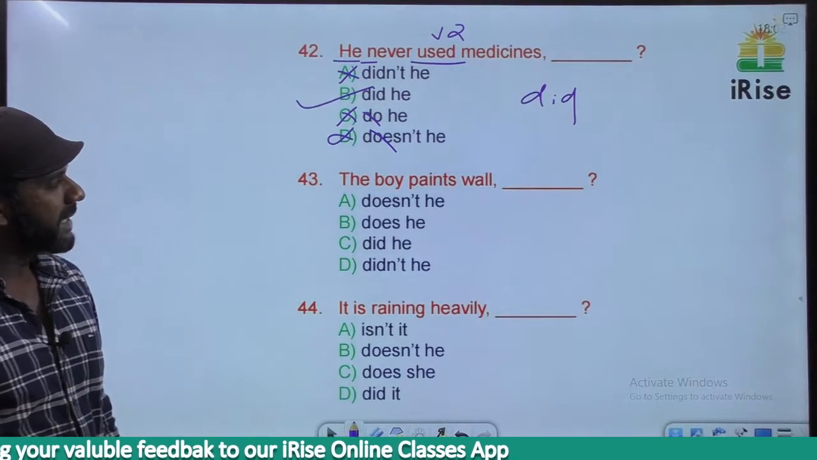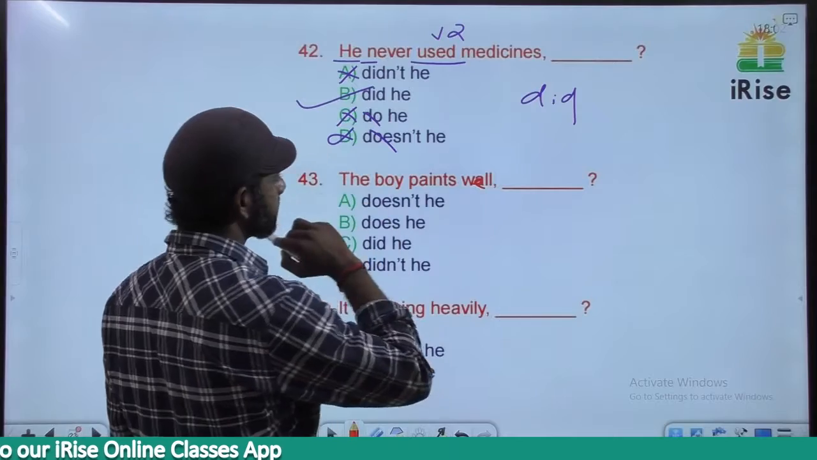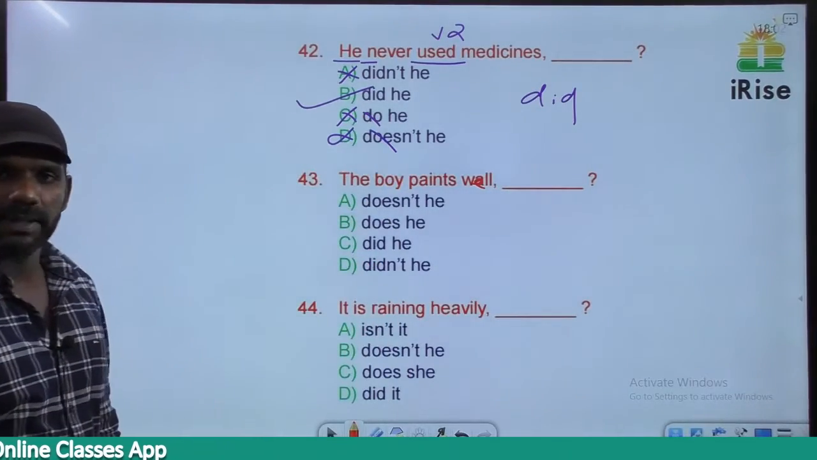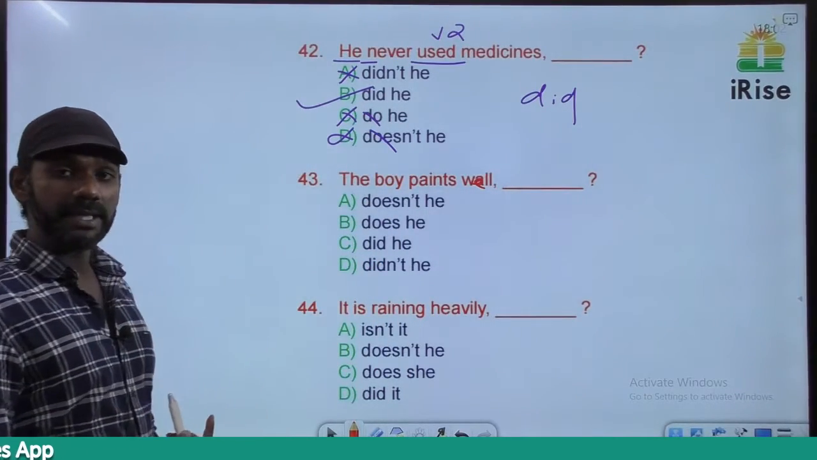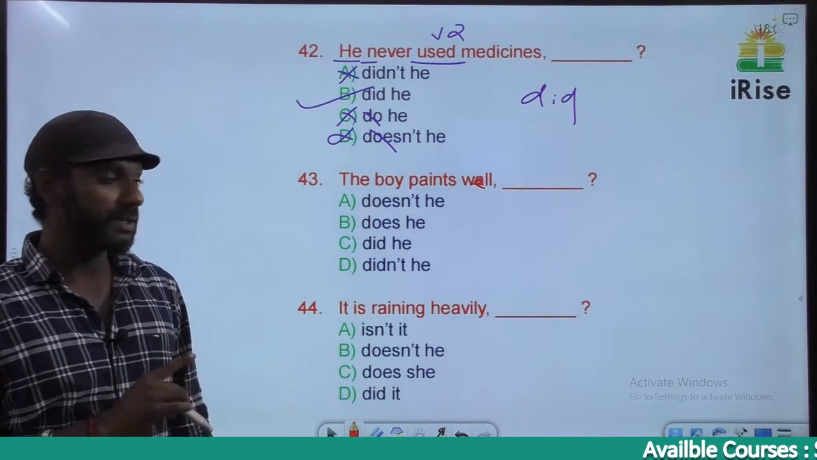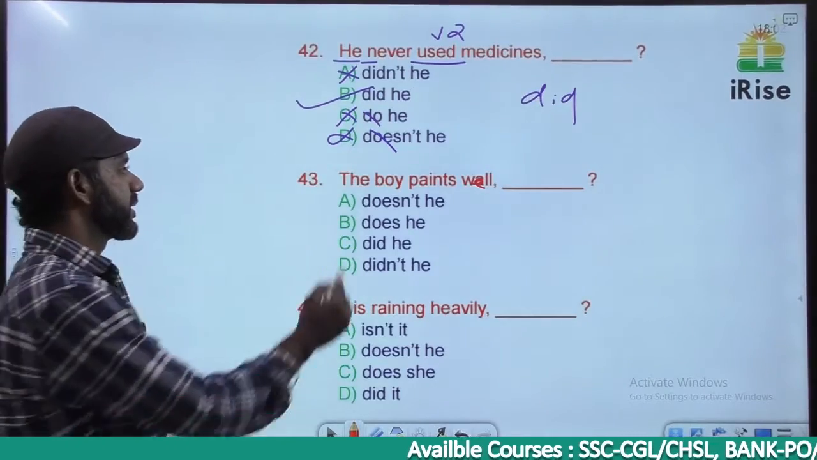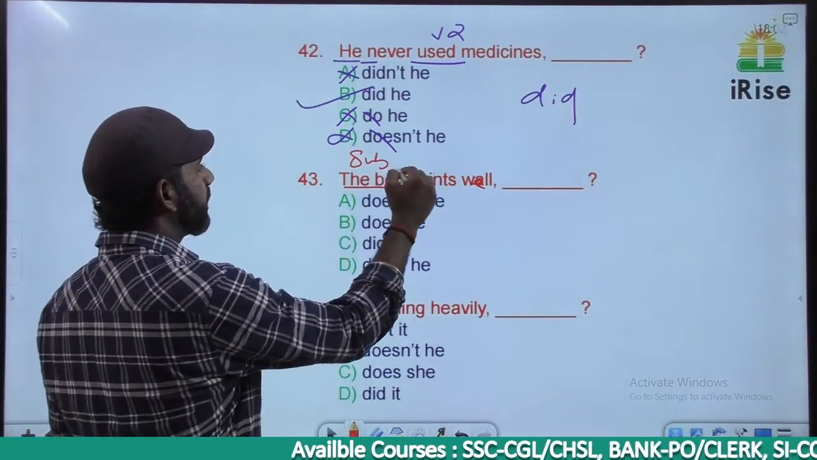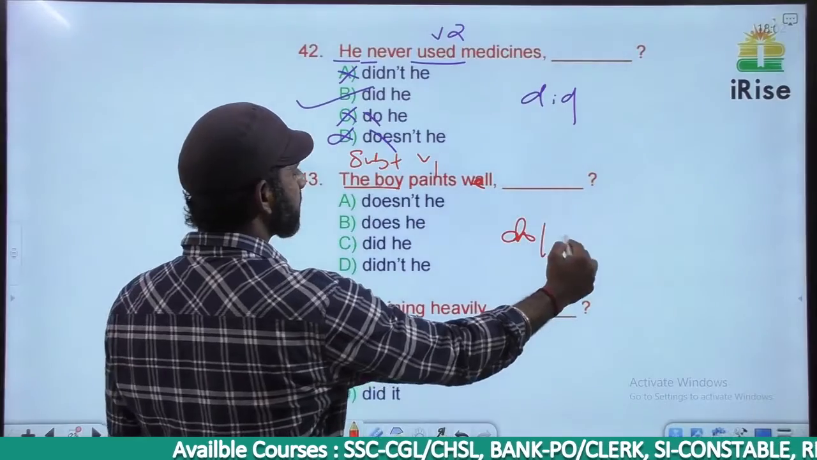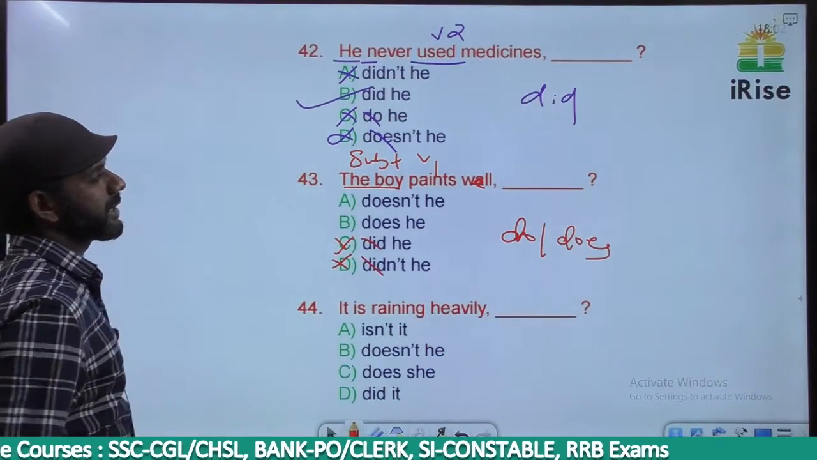The boy paints wall or paints well, anything is fine. No auxiliary verb. The verb in the sentence is paints. Paint can be a noun as well as a verb. Here it's a verb because there's no other verb in the sentence. Every sentence must contain a verb. The subject here is a boy. Paints is V1. Subject plus V1 is simple present. So C and D are eliminated.